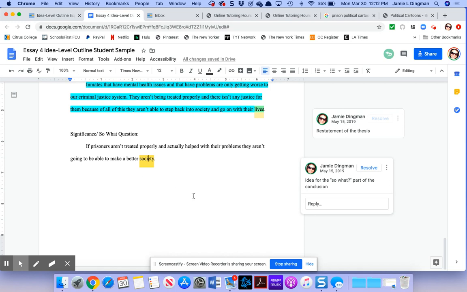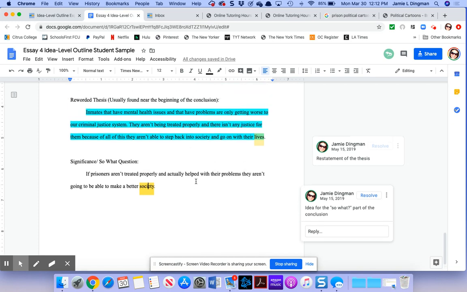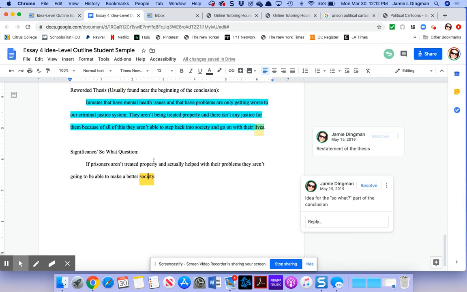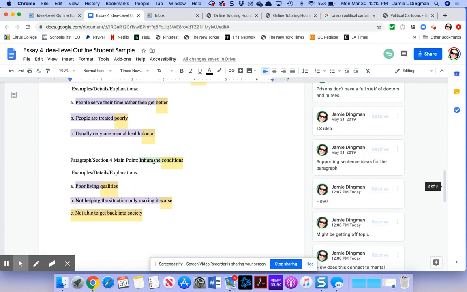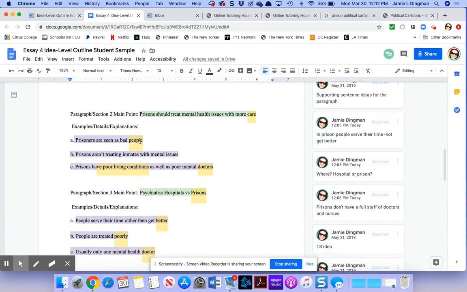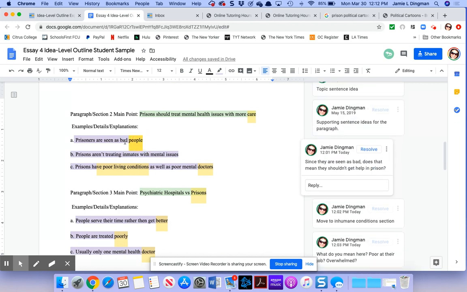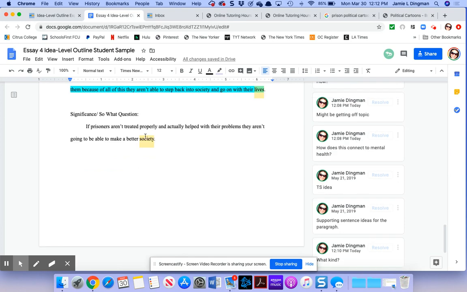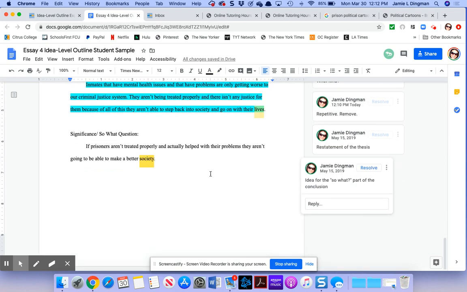So if prisoners aren't treated properly and actually helped with their problems, they aren't going to be able to make a better society. So he's bringing it back to that societal issue, which I guess is a fair point because, remember, in one of his very first points he talks about how people see prisoners as bad people that don't necessarily deserve treatment like mental health care and physical health care and job training and education. And so I guess he's trying to come back to that point here in the conclusion, right?